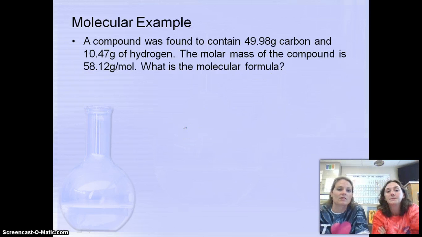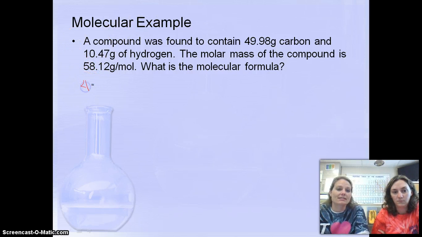All right. So let's figure this one out. We've got a compound that was found to contain 49.98 grams of carbon and 10.47 grams of hydrogen. The molar mass of the compound is 58.12 gram per mole. What's the molecular formula? So here we've got grams, but we also have that gram per mole, so we know we're going to have that added step to do.